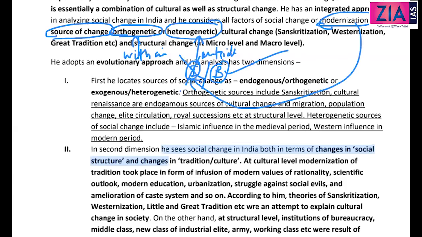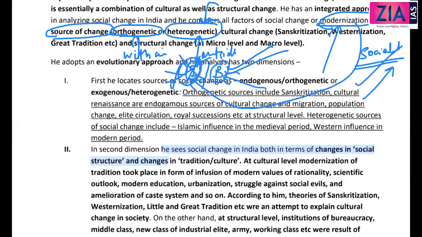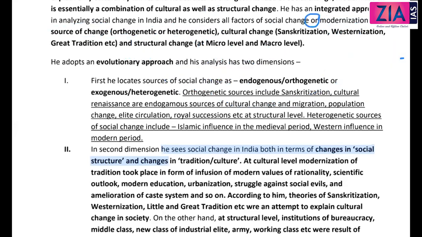But guys, understand: when I say social change, and in that, if I talk about the heterogenetic aspect, I need to bring Islam as well as British. Both are agents of social change. But when I say specific to modernization, do I need to write about Islam? No. Why? Because there is no element of modernity. But British, I need to write as part of social change as well as modernization.